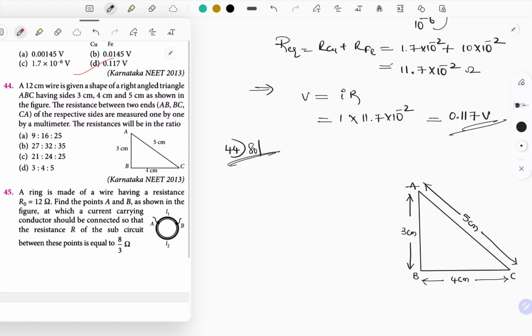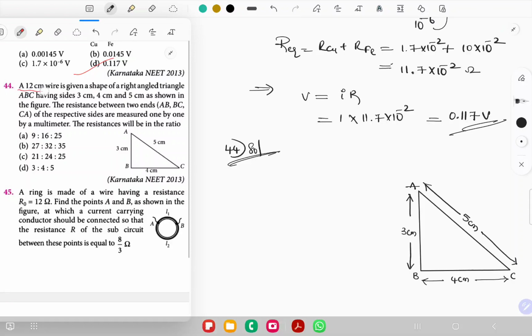So observe question number 44. A 12 centimeter wire is given a shape of a right angled triangle ABC having sides 3 centimeter, 4 centimeter and 5 centimeter as shown in the figure. Okay, so resistance between two ends AB, BC, CA of respective sides are measured one by one by a multimeter. So they're asking the ratio of the resistances.